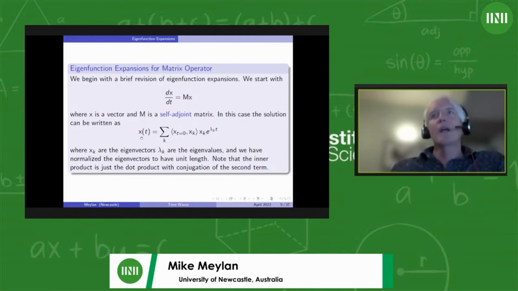Here is how this works. We can write the solution as a sum, and I've written it with some inner product notation, maybe just to confuse us a little bit, as a sum over these eigenvectors. It's something we teach students here in second year. It might be different where you come from, but it's the standard sort of stuff.